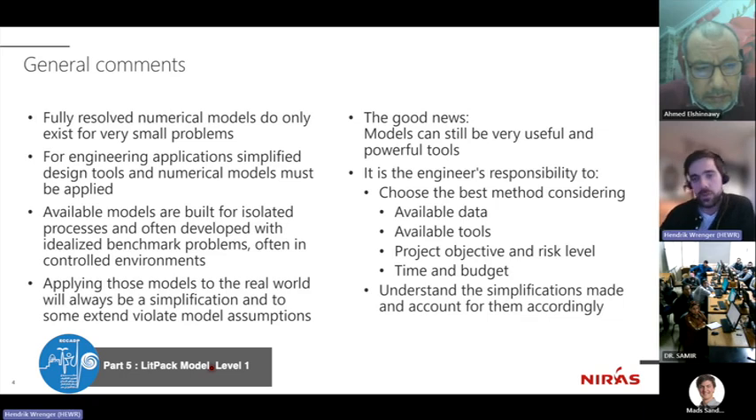So it's the engineer's responsibility to make good choices here. And then the second is to understand the simplifications that have been made and account for them accordingly. Example: preliminary design, maybe very limited input data, maybe a very rough model, maybe you only modeled a year instead of 10, whatever. And then you just need to also communicate that and maybe allow for it with sufficient conservatism.